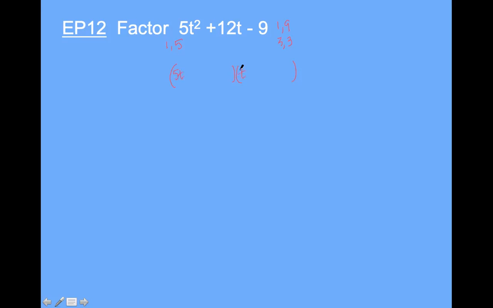And I've got to be thinking, this time my last term is negative. So I know my signs have to be opposite here, right? I'm going to need a positive times a negative. So I've got to see here. Well, let's see. I'm going to try 3 and 3 and see where that gets me. If you look on the inside, you have a 3t. On the outside, you have a 15t. Can I get a 12 out of combining 3 and 15 somehow?